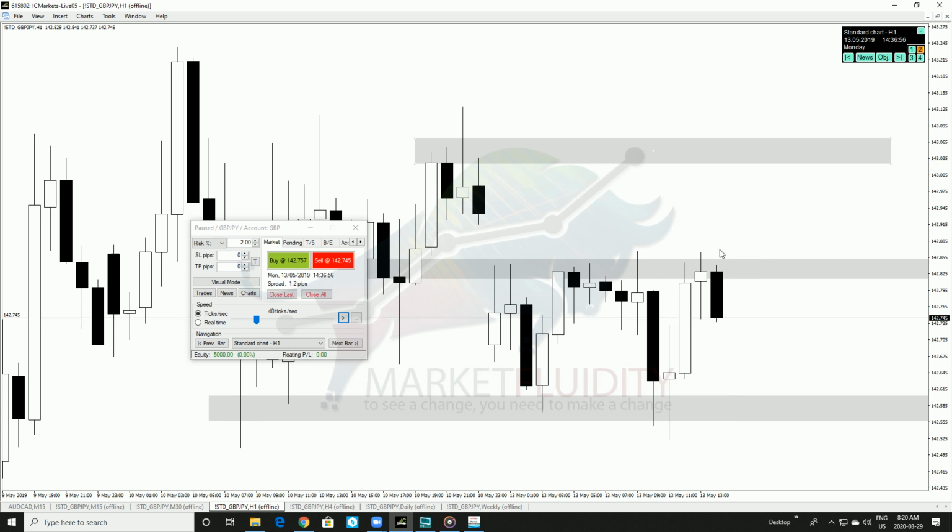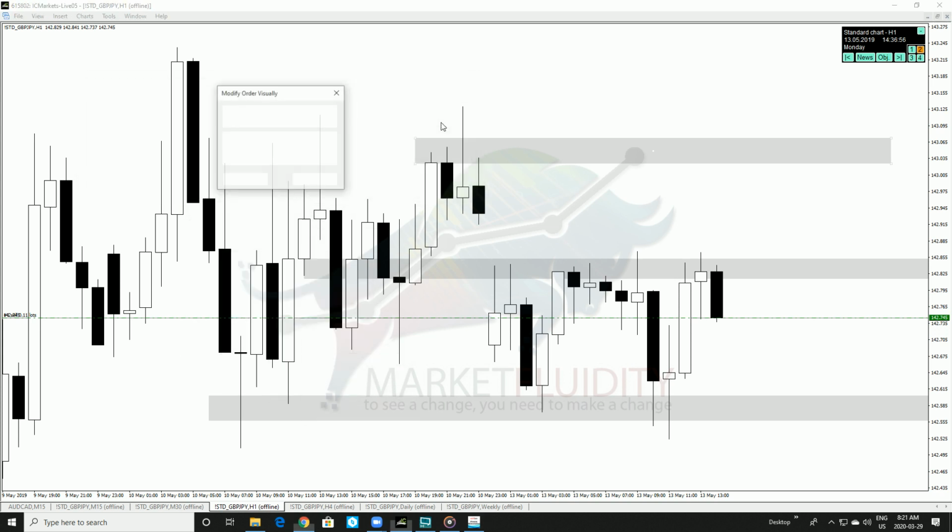Now, I don't want to put a stop loss just above the candle because of the spread. So you want to put it a couple pips above the candle. So what we're going to do is put a 12 pip stop. Is it executed? Oh, okay, it's executed.